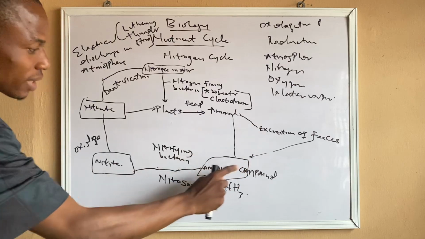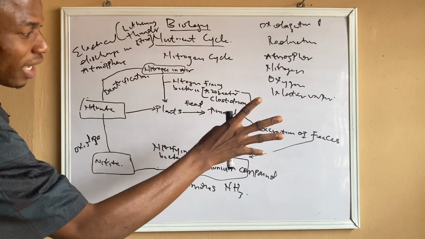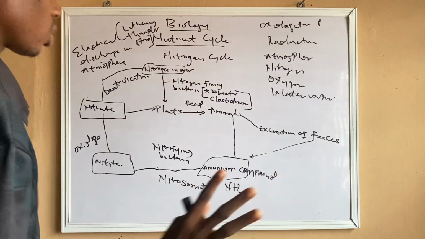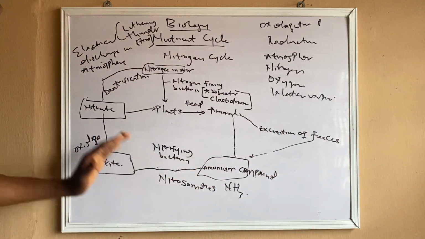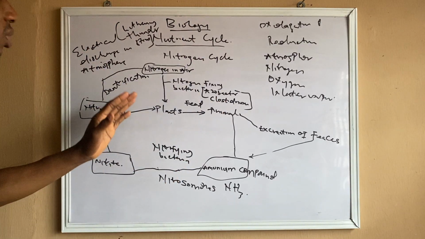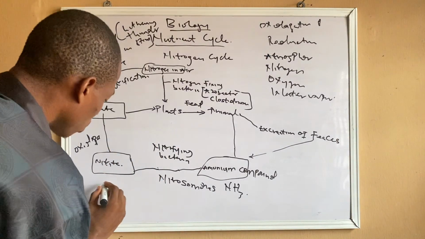But all other processes, nitrogen fixation, nitrifying bacteria, excretion, are giving nitrogen to the soil. That is the nitrogen cycle. Now let us discuss the stages.